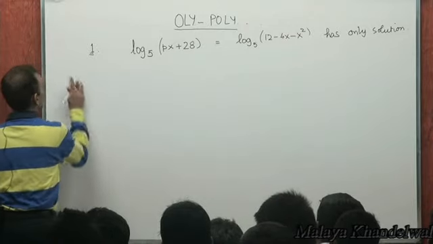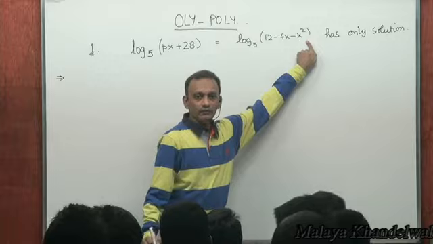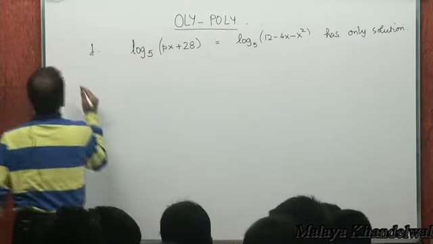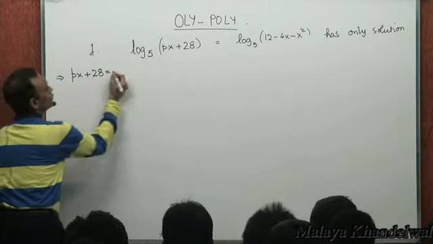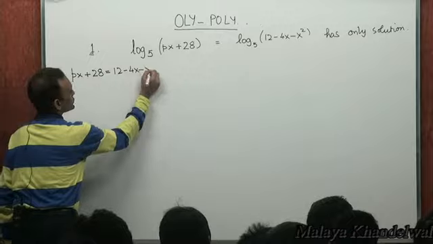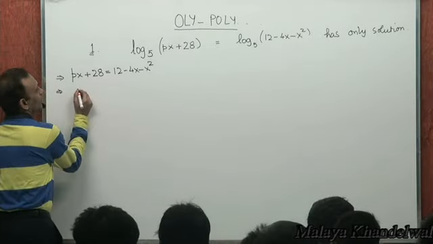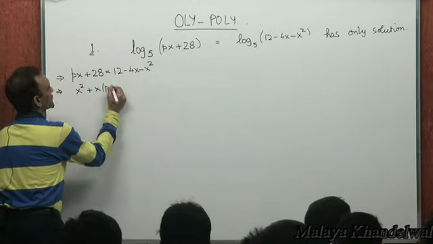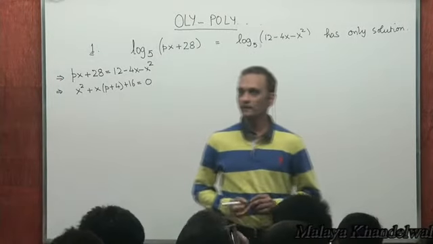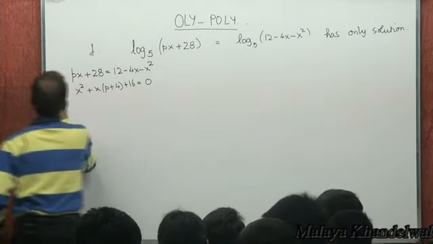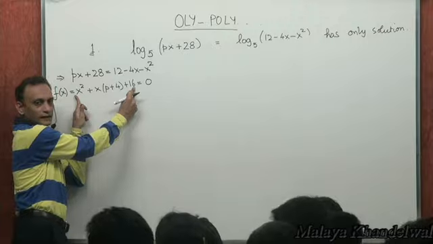Now you might be tempted to believe the following. Of course, if log A is log B, then A must be B, right? Which means px plus 28 must be equal to 12 minus 4x minus x squared, which means x squared plus x into (p plus 4) plus 16 equals 0. Let me call this expression x squared plus x into (p plus 4) plus 16 as f(x).